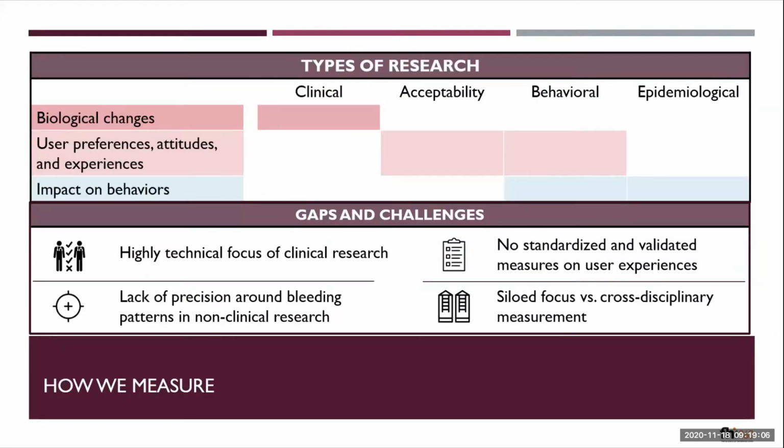Moving on to how we measure, these different domains are covered by different types of research, including clinical, acceptability, behavioral, and epidemiological research. In general, there are some gaps and challenges in terms of measurement. So first, clinical trial data about bleeding changes can be rich and detailed, but it often stands alone and is measured using very technical definitions that may not line up with users' conceptualization of the changes they experience. Then in non-clinical research, there can be a lack of precision around the measurement and classification of bleeding patterns, which can limit our ability to compare findings and look at associations with key behaviors.